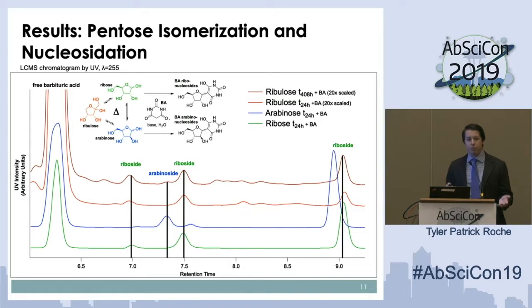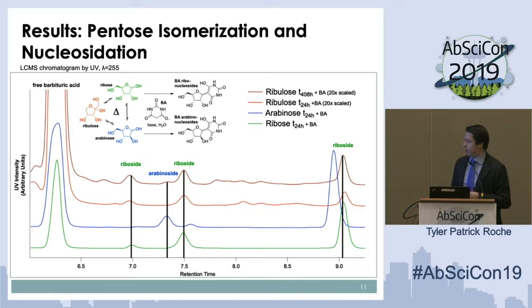And so I could perform this reaction at room temperature, which means once it's heating up and isomerizing at a higher temperature, if I bring it down to room temperature, presumably it sort of freezes the isomerization state of those sugars, locks in the different concentrations of ribose or arabinose or ribulose, and then it will react with the barbituric acid, form those nucleosides, and then I can track them.